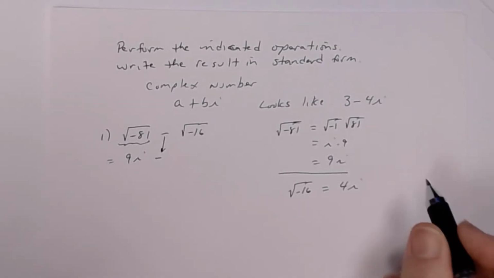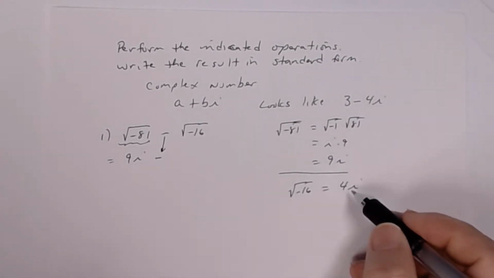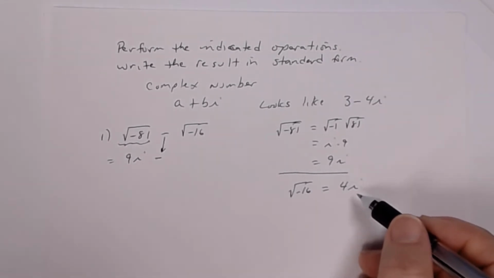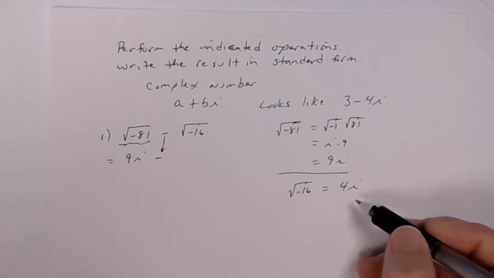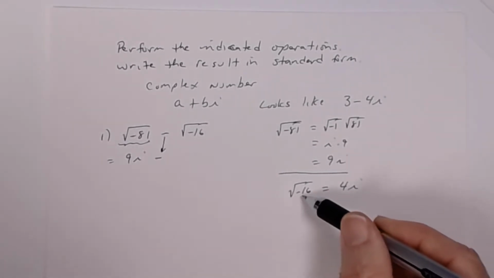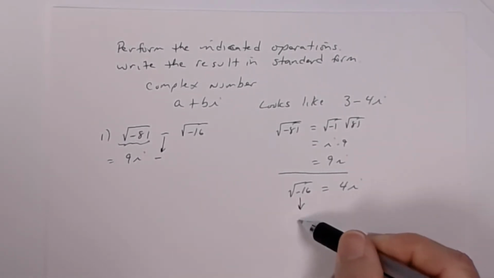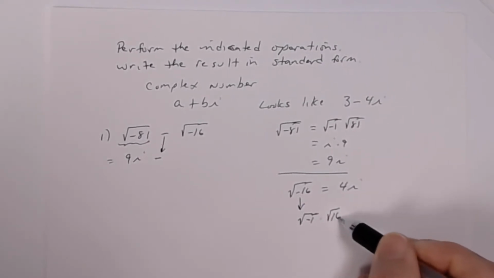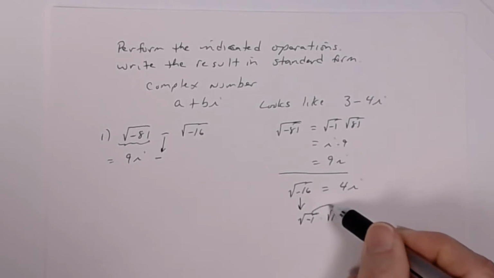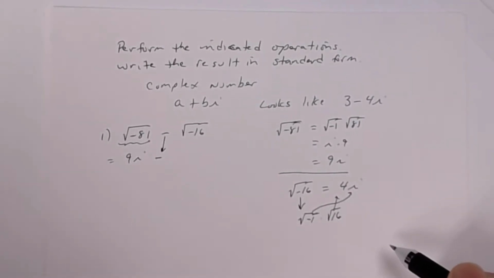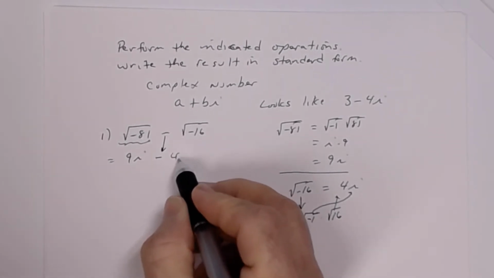Now be careful. It is not negative 4. It is not just 4. It is 4i. So sometimes students do things so quickly, and they're not really thinking about what they're looking at. So remember, this right here means the square root of a negative 1 times the square root of 16. And so the square root of a negative 1 is i, and the square root of 16 is 4, okay? All right, so then this becomes 4i.